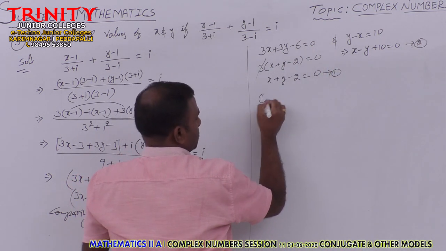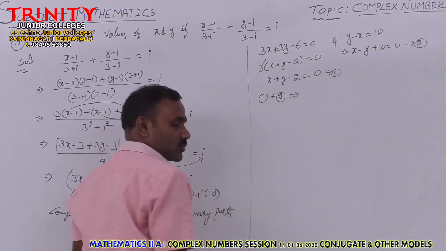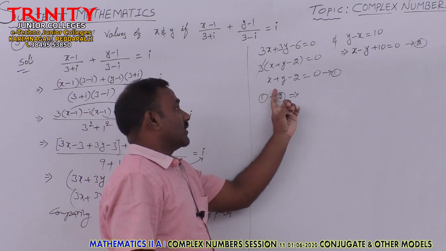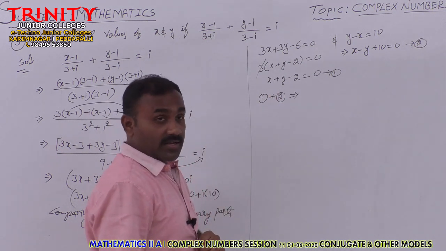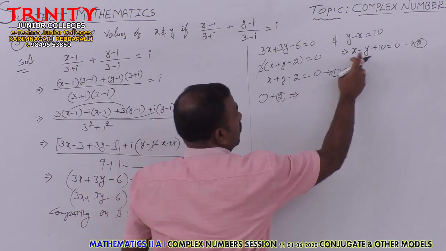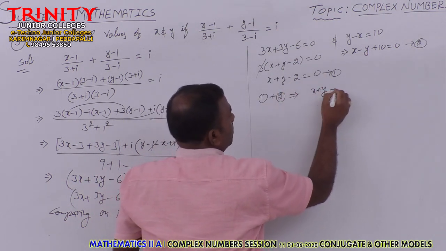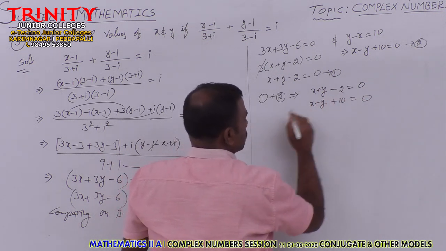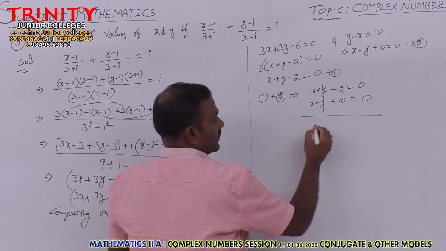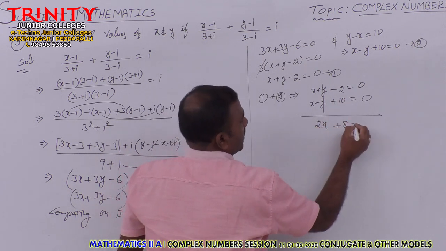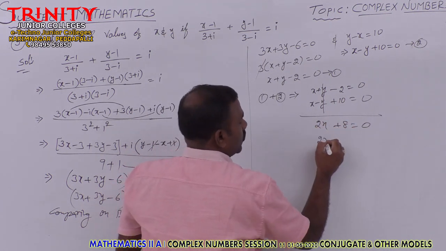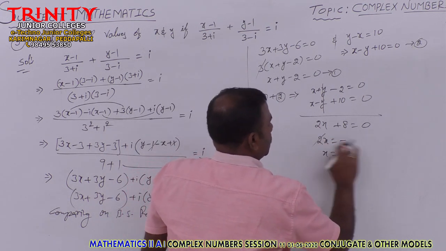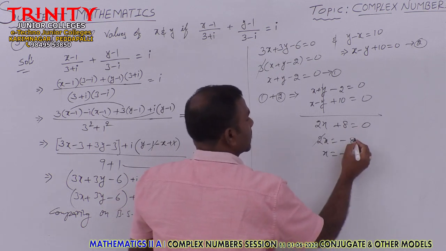Solving these two equations, equation 1 plus 2. To solve the equations we have different methods: the elimination method, and we can go for the method of cross multiplication. Here we are going with addition. x plus y minus 2 equal to 0, x minus y plus 10 equal to 0. y cancels, 2x plus 8 equal to 0, 2x equal to minus 8, then x is equal to minus 4.